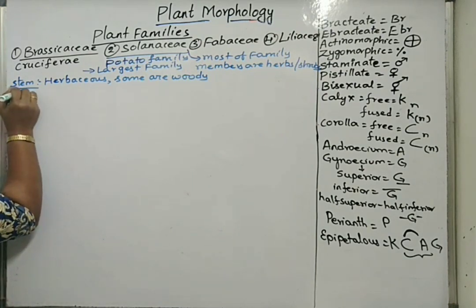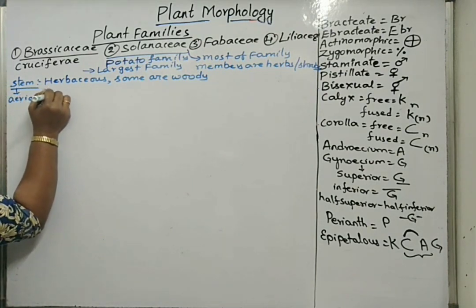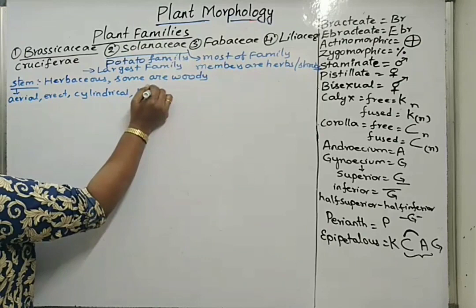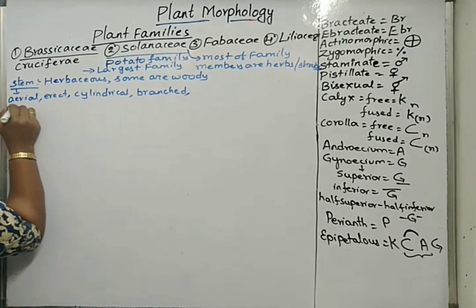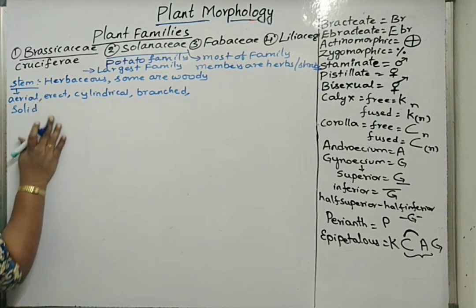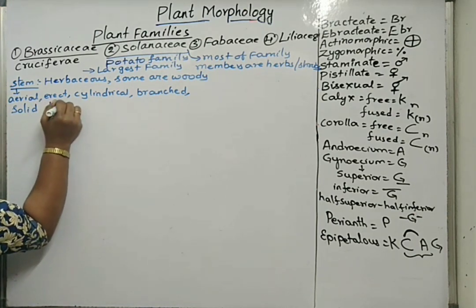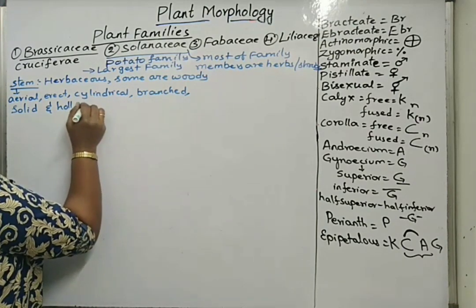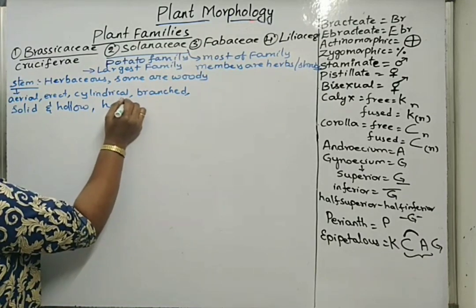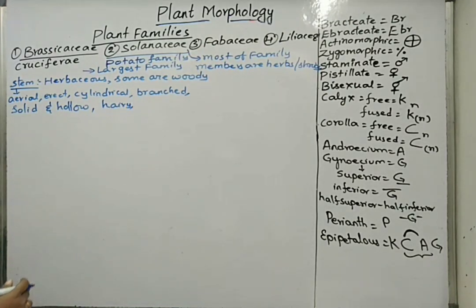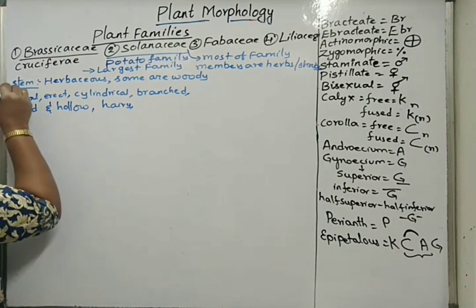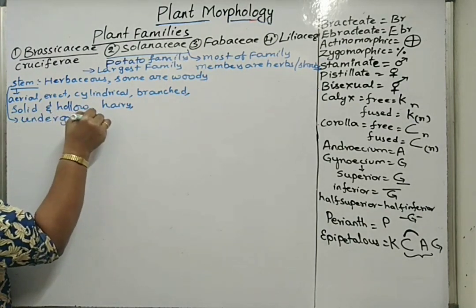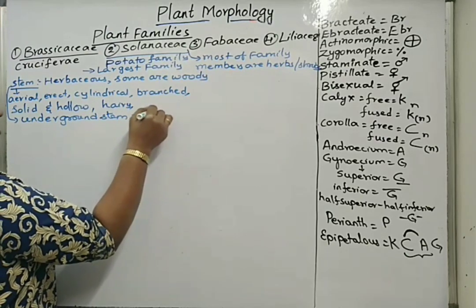Next, the stem is aerial, erect, cylindrical, branched, solid, and some plants also show hollow stems. Some plants have outermost hairy structures. But the exception is the underground stem modification, potato.